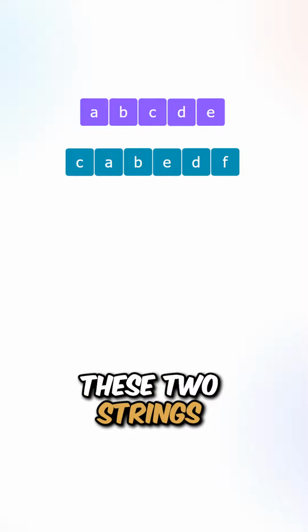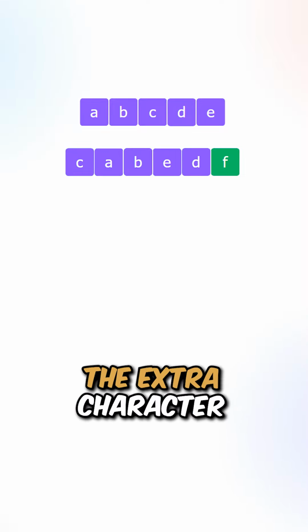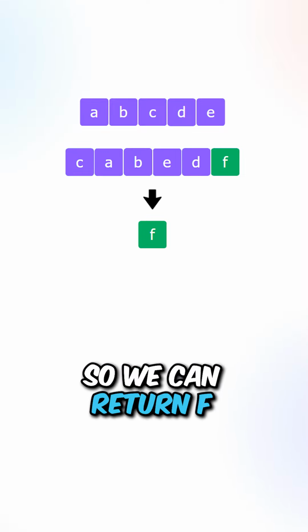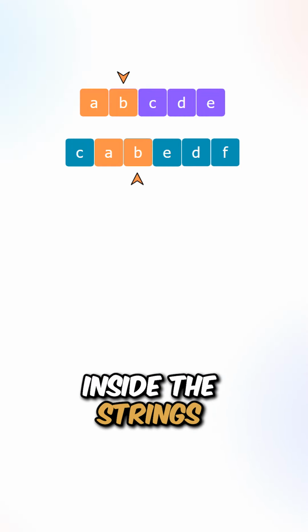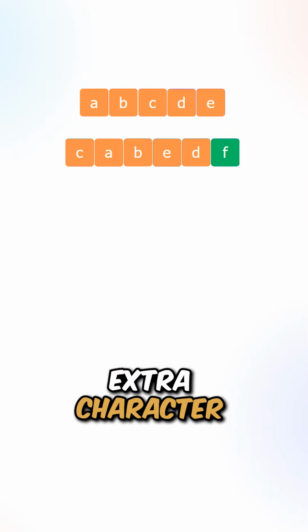Let's say we're given these two strings, we have the following matching characters. The extra character is the letter F, so we can return F. Let's go over the thought process. Each of the characters inside the strings have a matching pair except for the extra character.